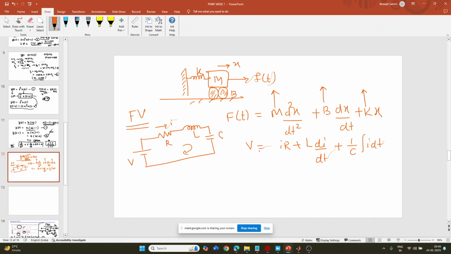Once you know this, find the Laplace transformation quickly. V(s) equals I(s) into R plus L times s into I(s), plus I(s) divided by Cs. Quickly, compare equation 1 and equation 2. Where is dx by dt? If you want to do the Laplace transform from equation 1 also, that is fine; otherwise, compare these two equations, equation 1 and equation 2.